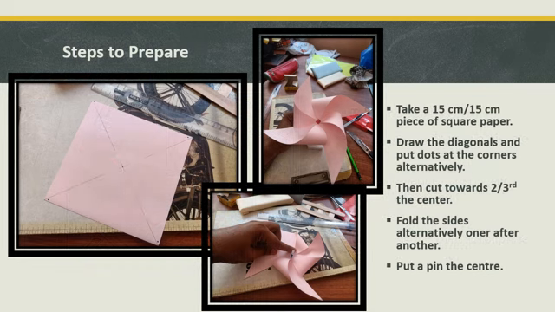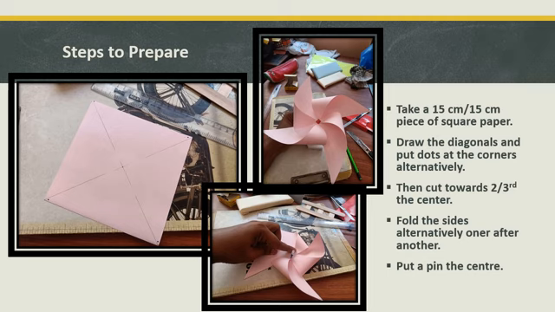Now in the next step, we have to make a windmill. To make a windmill, we have taken a 15 centimeter by 15 centimeter colored chart paper, and we have drawn the diagonals of the square. We have marked the center of the square, and in all the corners we have drawn the lines, and on alternate corners we have put a blue dot, as you can see in the frame.